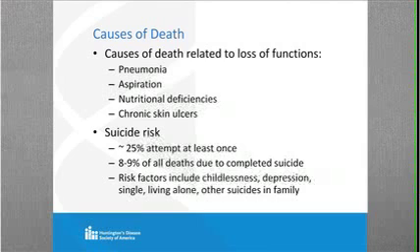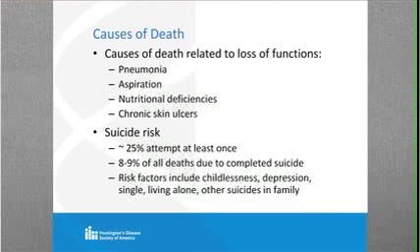When we look at the cause of death in patients with Huntington's disease, it's generally speaking related to loss of functions. That's complications of immobility: aspiration, pneumonias, nutritional deficiencies, chronic skin ulcers. And suicide risk is often brought up in Huntington's disease. About 25% of patients do attempt suicide at least once. It's the cause of death, depending on the study, 8 to 9%.